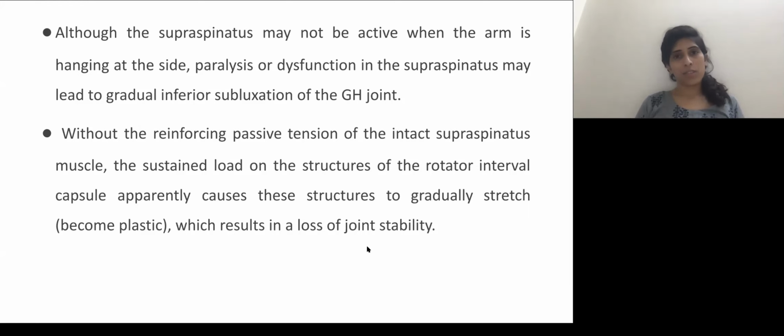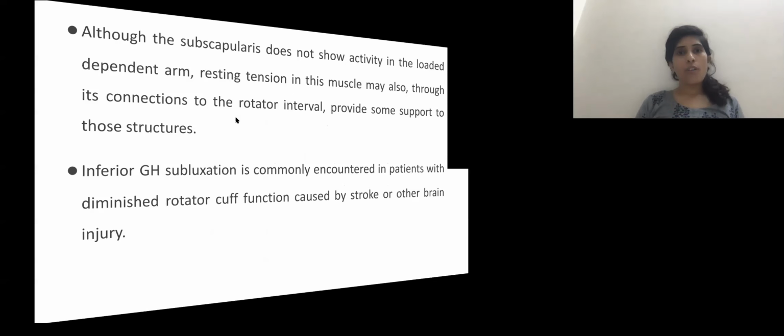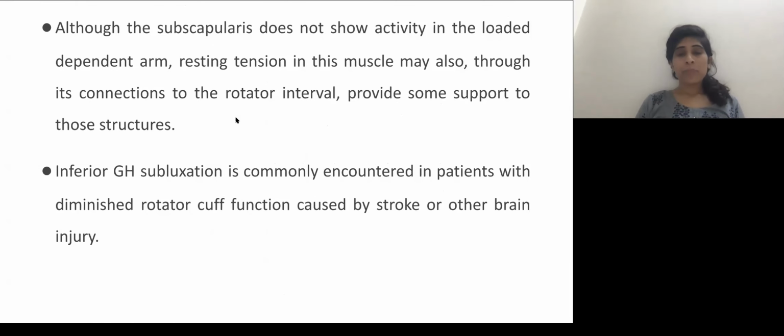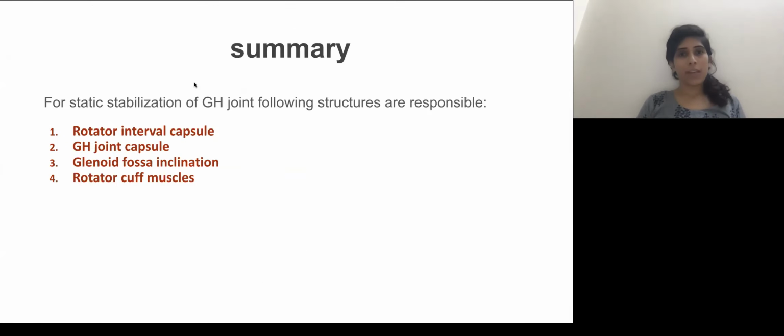inferior translation. And along with this supraspinatus muscle, the subscapularis muscle also helps to provide the stability and to maintain the rotator interval capsule's force. And as a result, ultimately, these structures help to provide the GH joint stability.